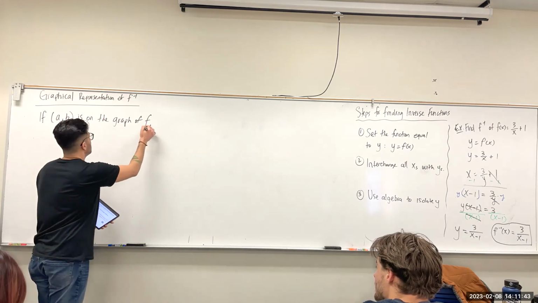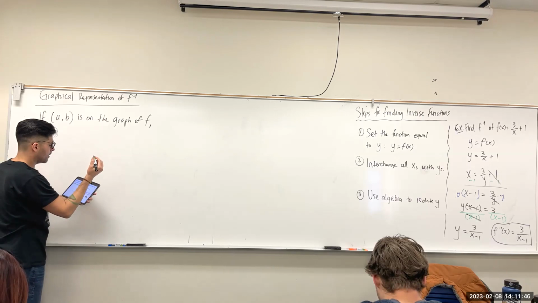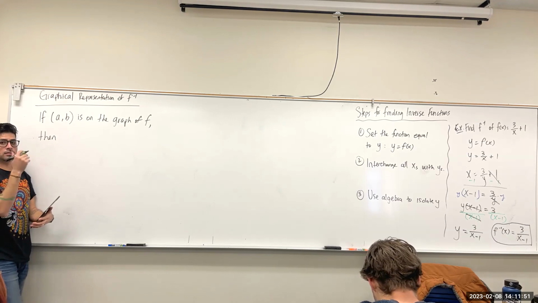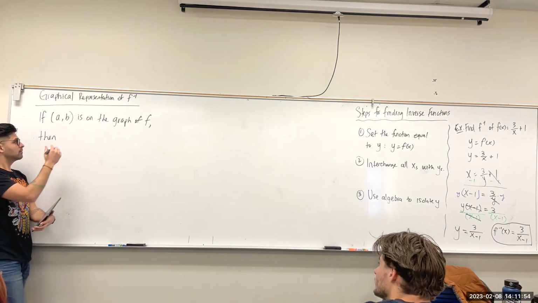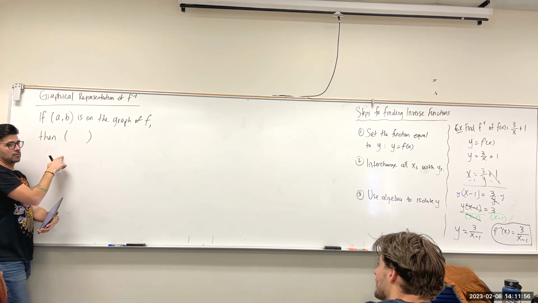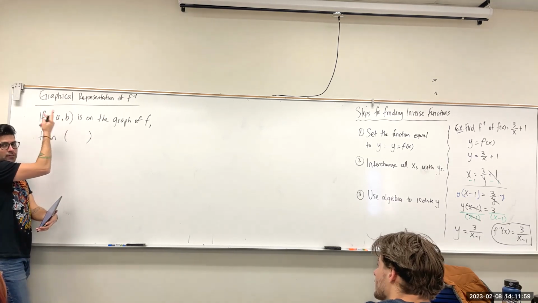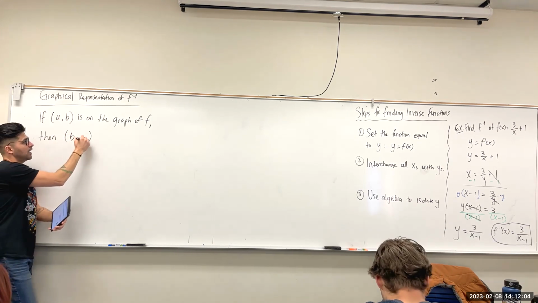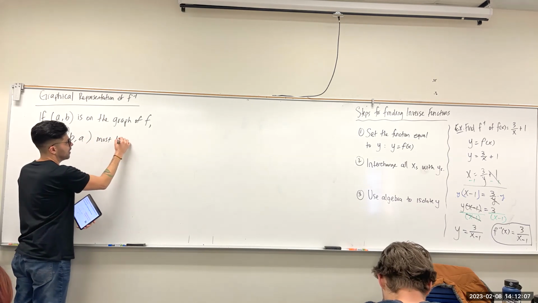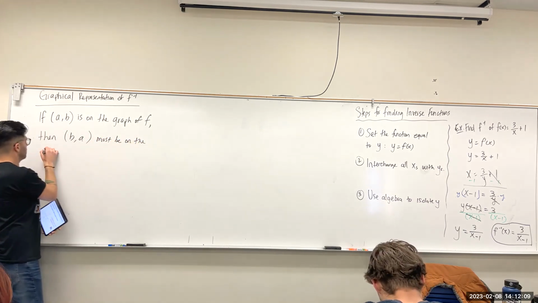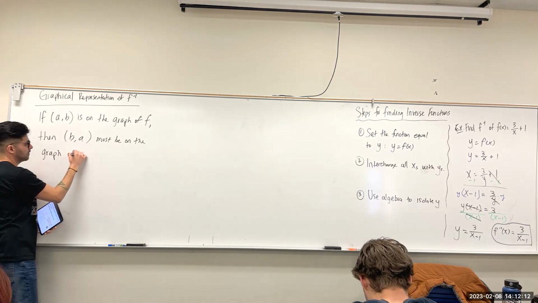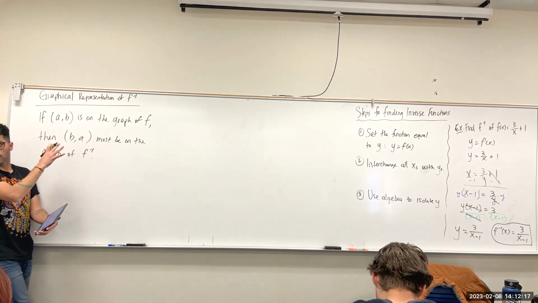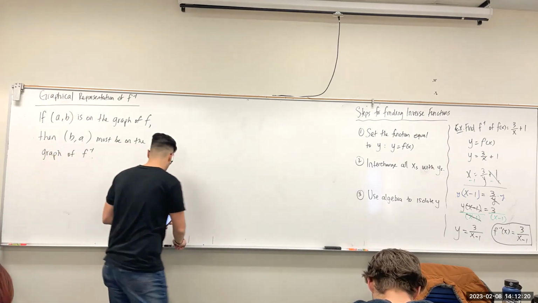Okay. So if this point is on the graph of F, then which point will have to be on the graph of the inverse? B, A, perfect, good, because the inputs become the outputs and the outputs become the inputs. So B comma A must be on the graph of the inverse. That's a super helpful key for your homework, okay?